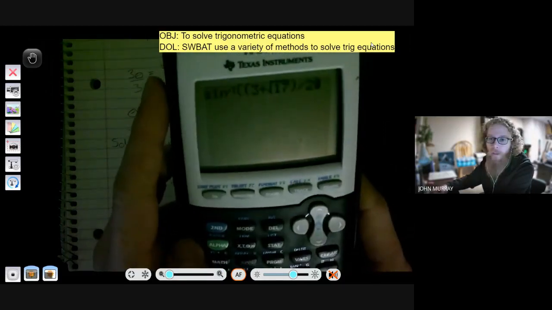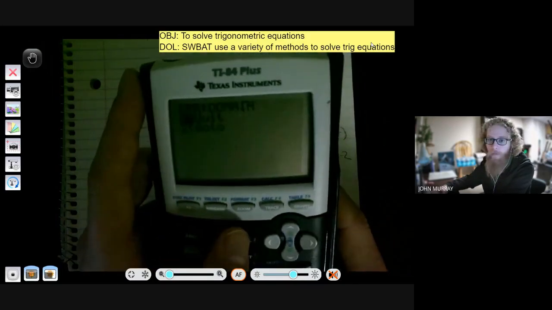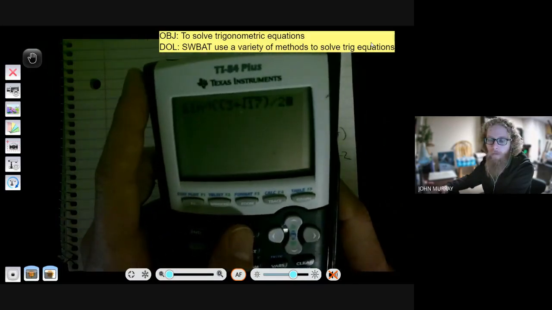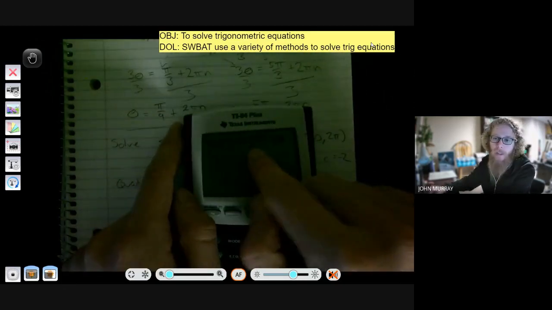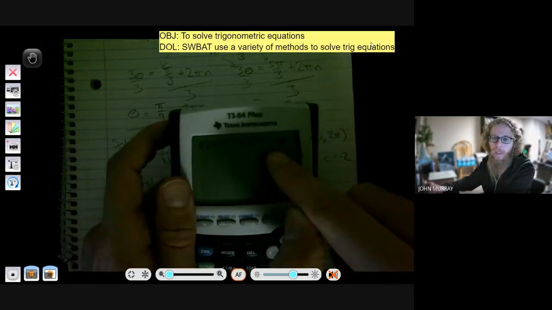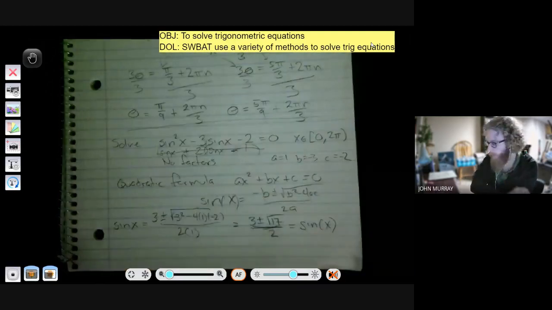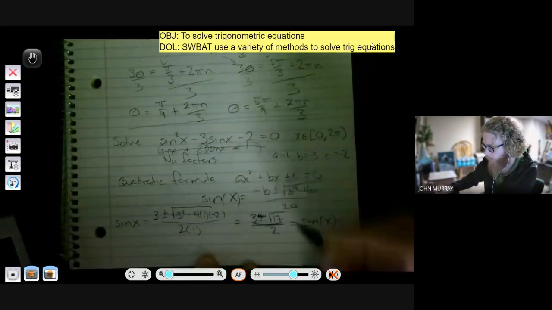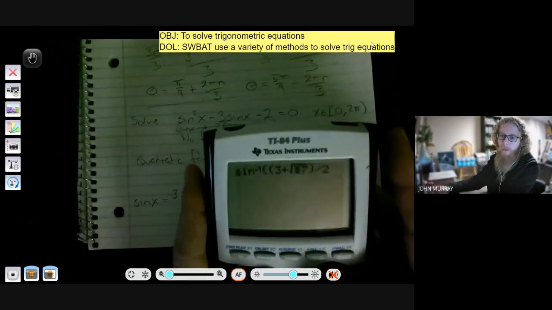And there's an error. What did I do? Oh, I know what I did. There's an error in the domain because this answer, 3 plus the square root of 17 over 2, is greater than 1. We cannot take the inverse sine of a number greater than 1. So this one doesn't work, and I don't have to worry about the plus. All I have is the minus, so let's change that to a minus.